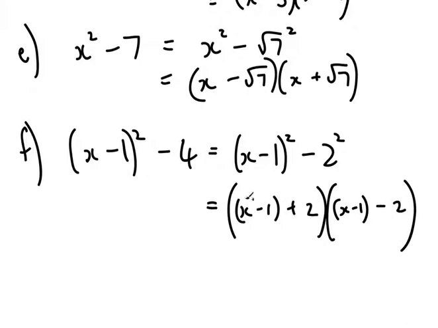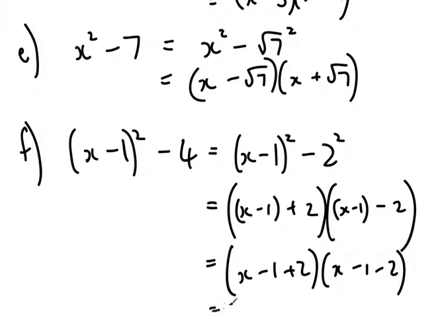Okay, doesn't matter having brackets inside brackets, it's just this one here plus 2, and then that one there minus 2 as well. Clean it up a little bit, this is equal to x minus 1 plus 2, then x minus 1 minus 2. So this is equal to x plus 1 and x minus 3.